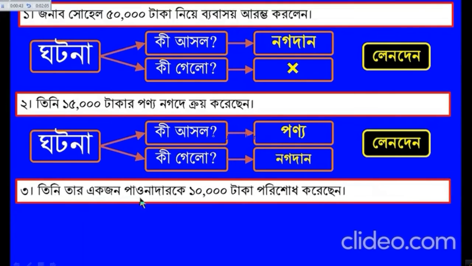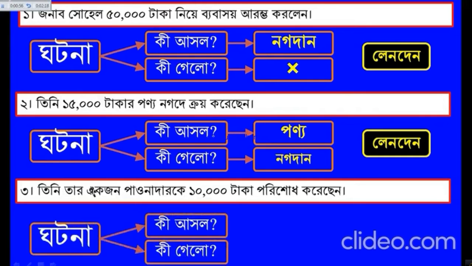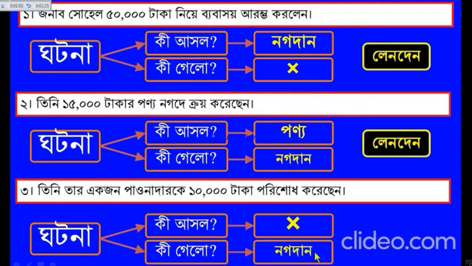Number 3, he paid 10,000 taka to a creditor. So it is also an event. The question to you, which one has come into the business and which one has gone out from the business? Which one has come into the business? Nothing. Which one has gone out from the business? Cash. So it is also a transaction.